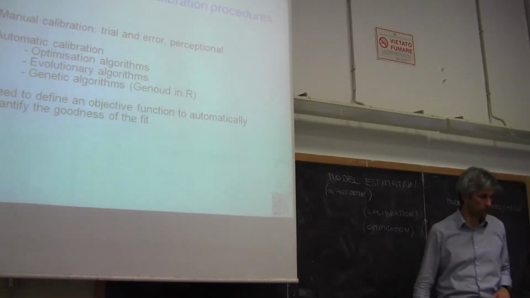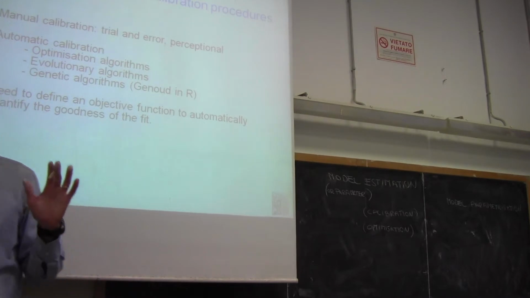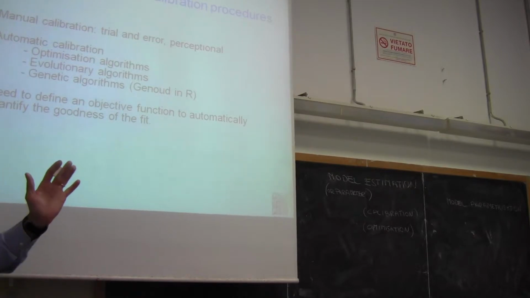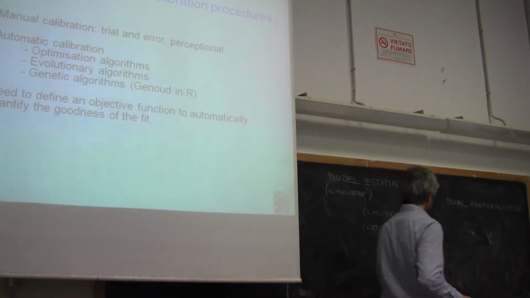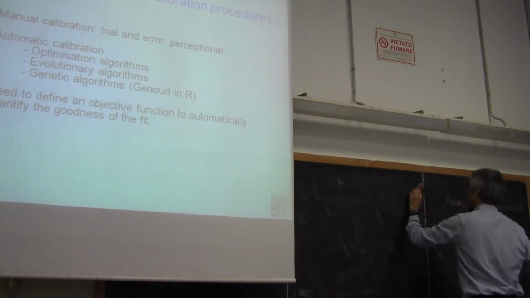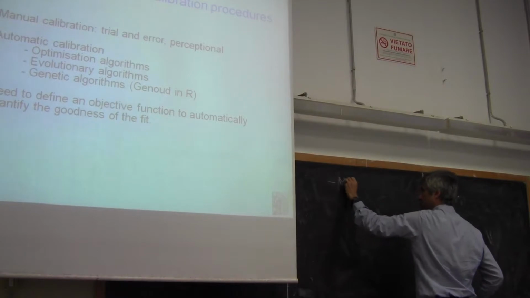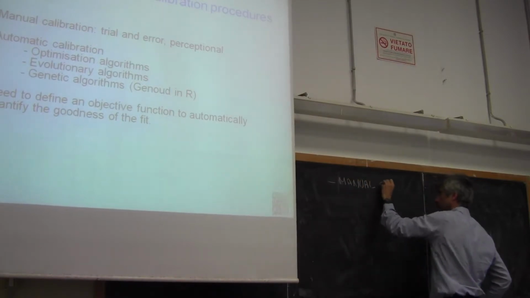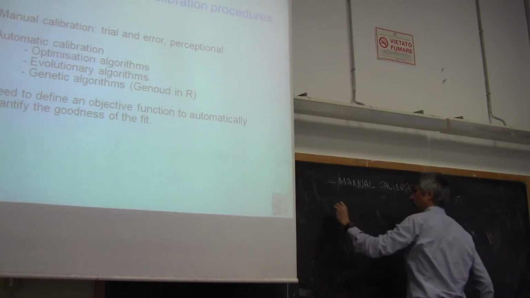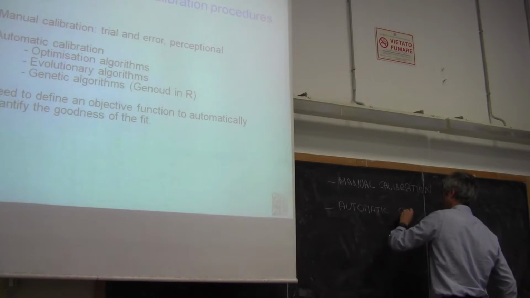So basically, let's identify two main categories, two main groups of methods that can be used to perform model calibration. And these are manual calibration on one end, and on the other end, automatic calibration.